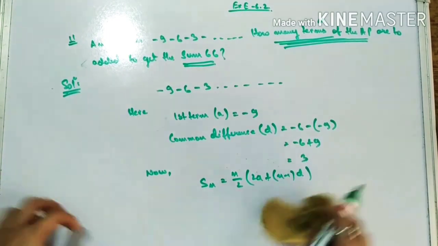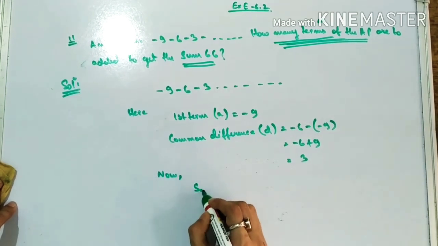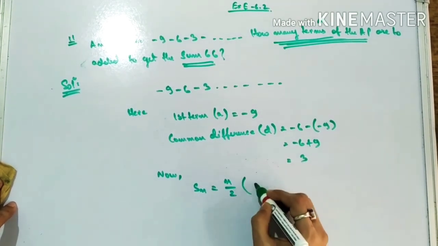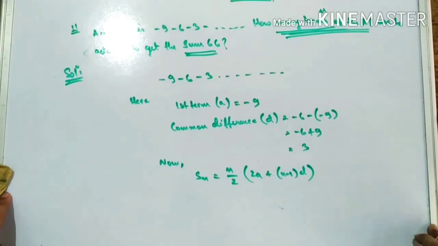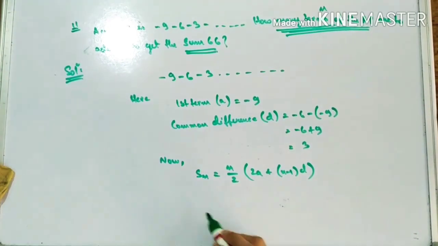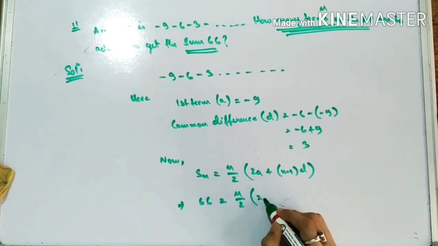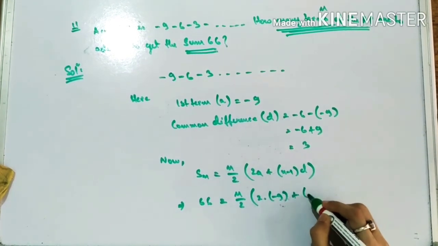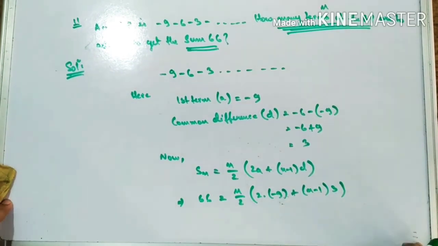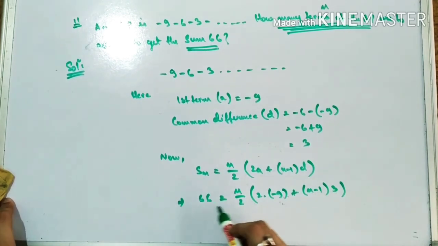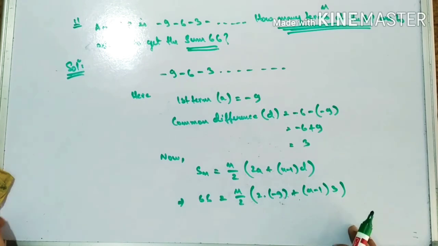Sn is equal to n by 2 into twice A plus n minus 1 into D. Now the Sn value is given as 66, so I will put it in here. 66 is equal to n by 2 into -9 plus n minus 1, and D is given as 3. So 66 is equal to n by 2 into -9 plus n minus 1 into 3.